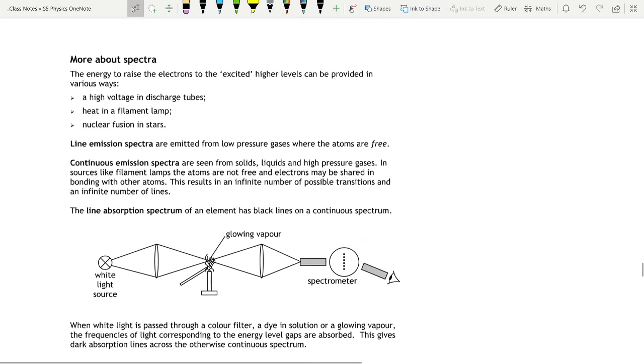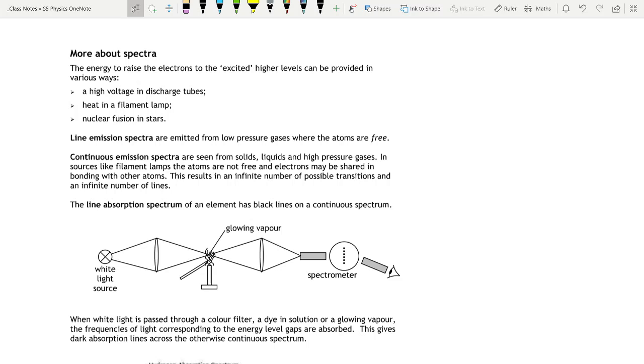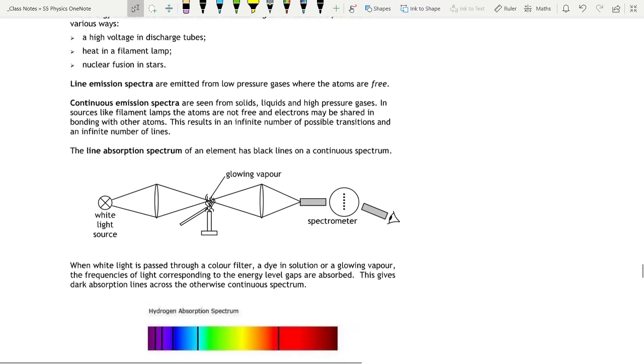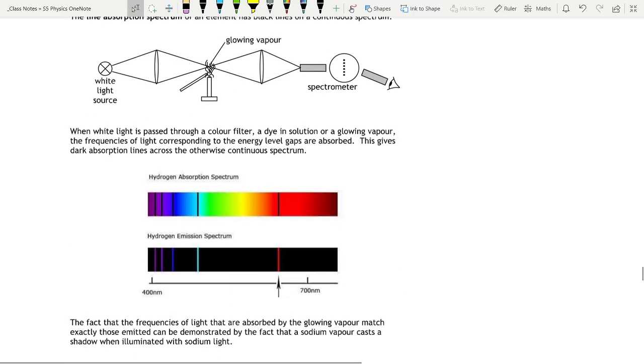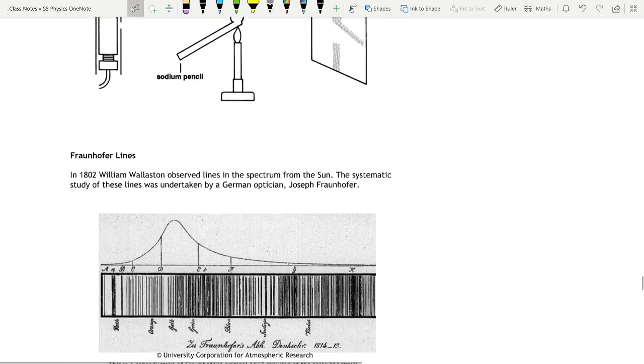So just a few more bits about spectra. I'll let you read most of this yourself in a second. Line emission spectra are emitted from low pressure gases where the atoms are free. Continuous emission spectra, which is a rainbow, are seen from solids, liquids and high pressure gases. In sources like filament lamps, the atoms are not free and electrons may be shared in bonding with other atoms. This results in an infinite number of possible transitions and an infinite number of lines. I'll let you have a read through the next few pages.